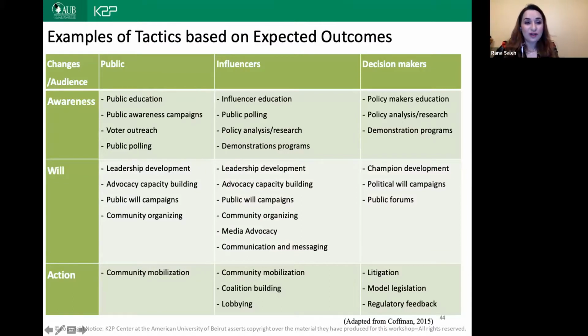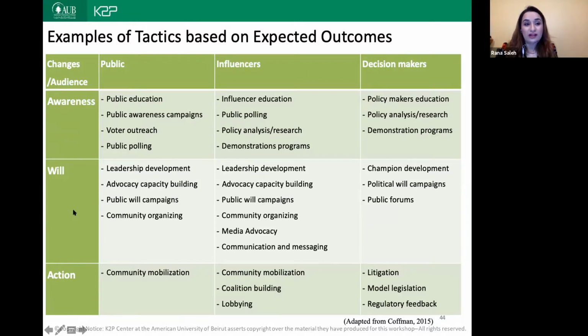So once you've identified your goals, who are your targets? Are they the public, the influencers, or the decision makers? And what is the expected outcomes? Is it that you have identified that the public have limited awareness about this issue? Or maybe that the influencers, they know about this issue, but they don't have the will to work on it. So you need to work on the will. Or maybe is it that the decision makers, they have the will, but they have not engaged in the action, or they don't have the will. So you have to identify what is your change pursued per stakeholder group.